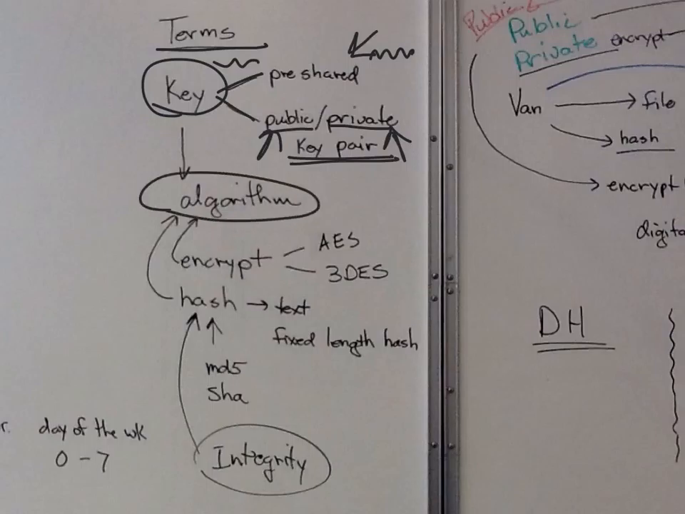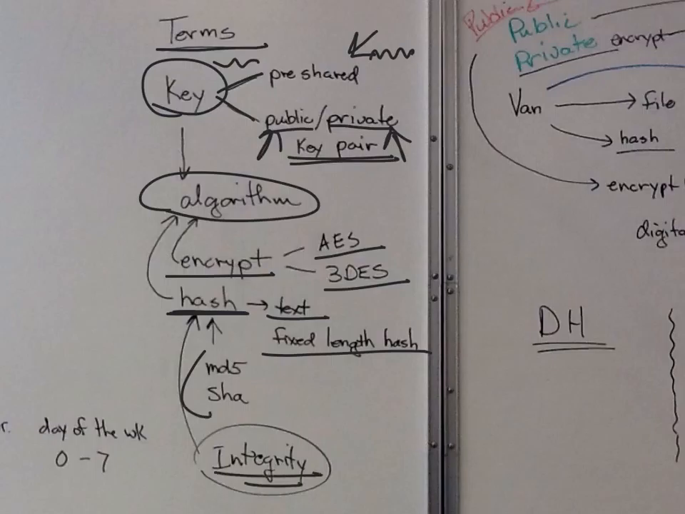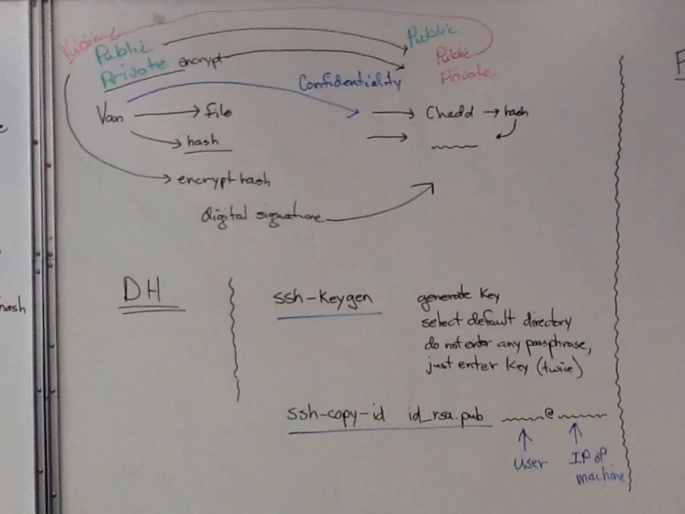We have encryption algorithms, for example, to encrypt. I gave a couple examples: Advanced Encryption Standard or triple DES. And then we talked about the other thing, hashing. You can hash text, and it becomes a fixed length. We have MD5, SHA. We use the hash to verify integrity. We encrypt usually to verify or to work with the confidentiality of the information.